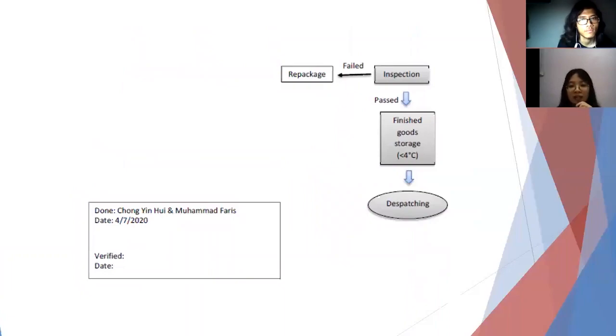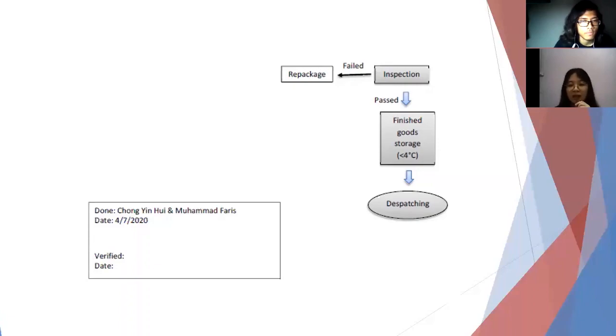After that, there is another inspection process for the packaged dade. If the weight of the dade is not standard, the dade is going to be repackaged. If it passes, the dade will be stored in the finished goods storage. The temperature of the finished goods storage must be below 4 degrees Celsius. The last stage of manufacturing the dade is dispatching the dade to the next customer.